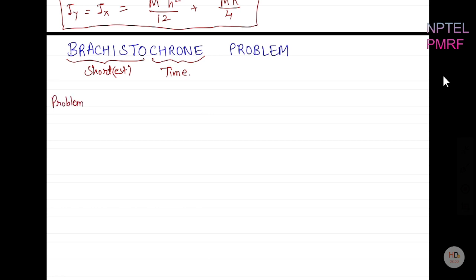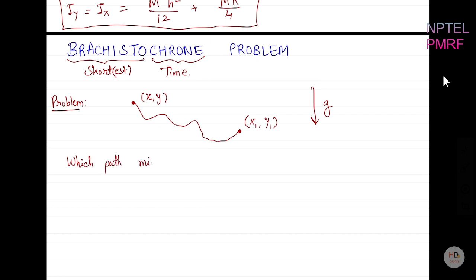you start with some point x comma y, and you want to go to another point x1 comma y1, and you can go along any path, and there is a gravity g. Then which path minimizes the time taken?